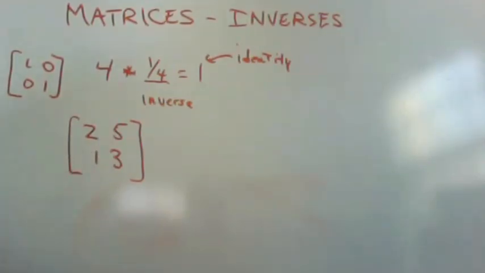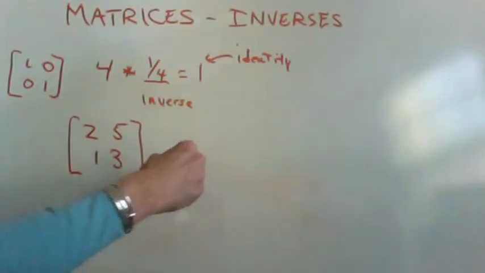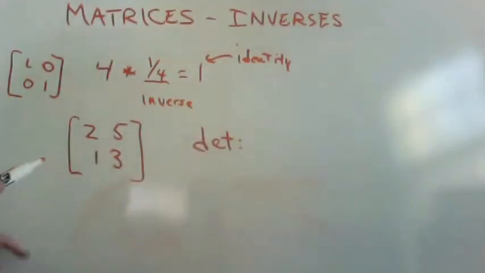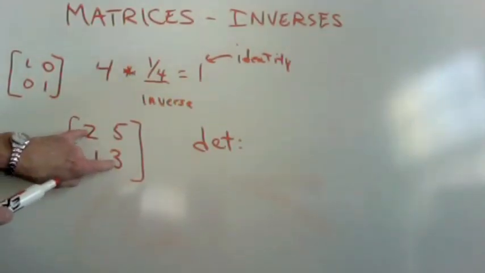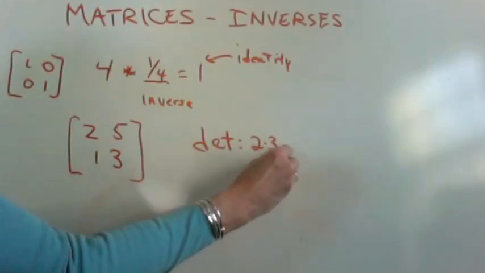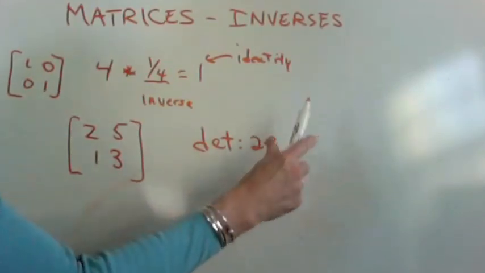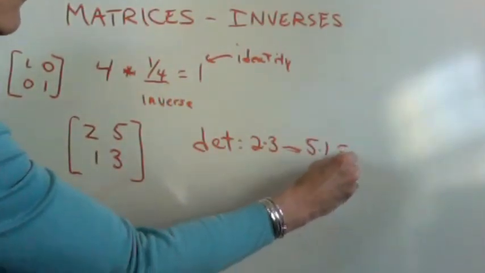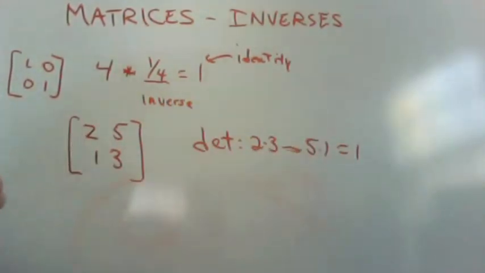So the way we do this, there's a little bit of a pattern for this. The first thing we have to do is define the determinant. So the determinant is found by multiplying on the diagonal, upper left, bottom right, which would be 2 times 3 is 6, and subtract the other diagonal, which would be 5 times 1. So 6 minus 5 equals 1. That's a very nice determinant to have. The fact that the determinant is not 0 means that the inverse exists. If the determinant were 0, it would not exist.